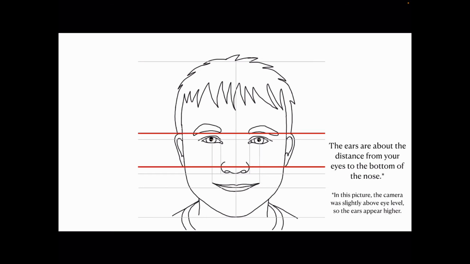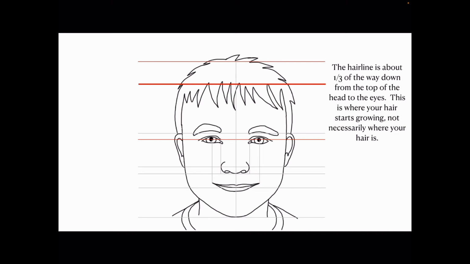The top of the ears is usually in line with the eyes, and the bottom of the ears are usually in line with the bottom of the nose. In this picture, the boy's head was tilted slightly down, which makes his ears appear higher. But notice that the size still matches the distance from his eyes to his nose.